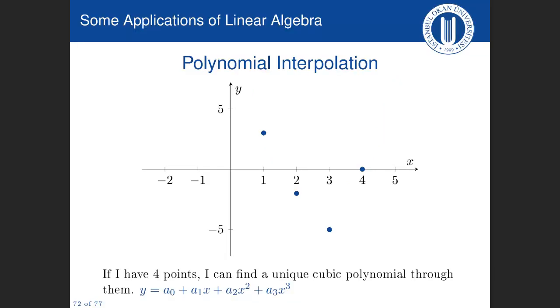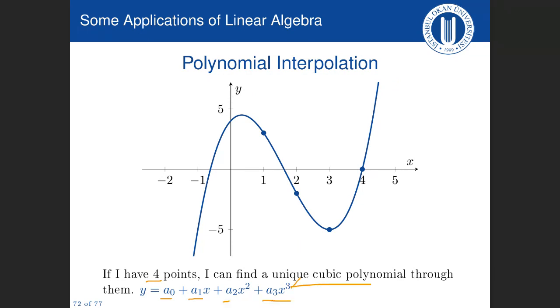And if I had 4 points, I find a unique cubic polynomial which passes through them. 4 points means 4 unknowns, a0, a1, a2, and a3. So the degree of the polynomial is going to be 1 less. If there's 4 points, then a polynomial of degree 3.